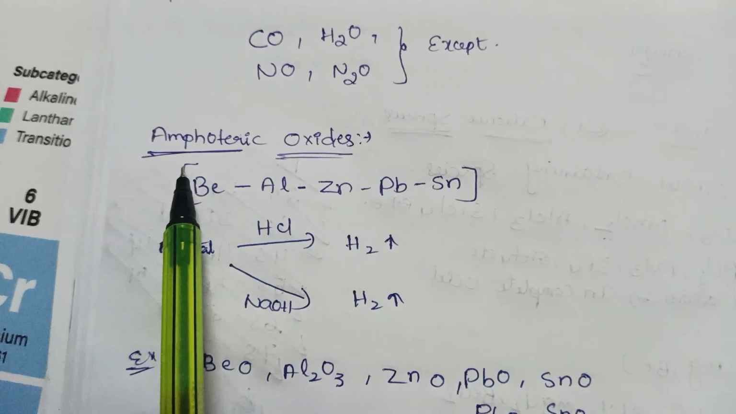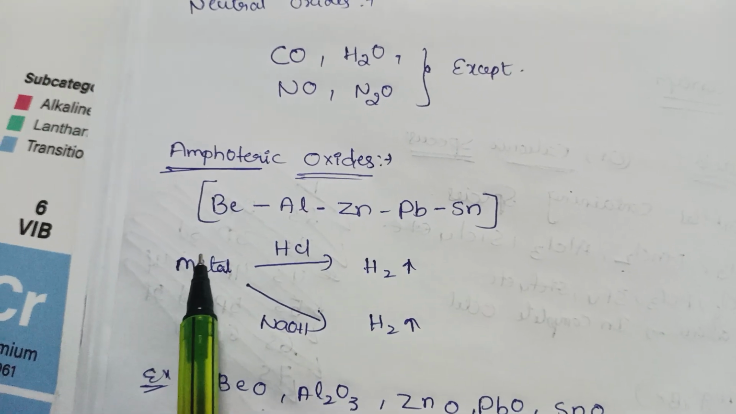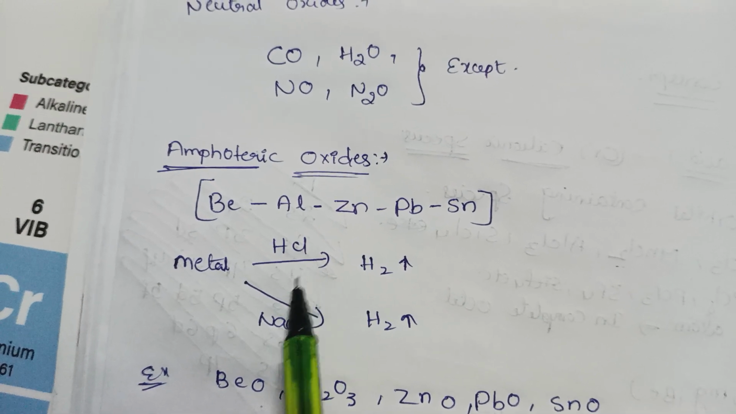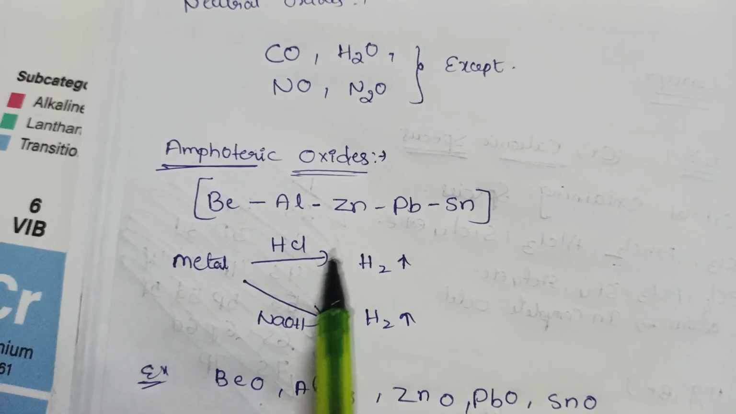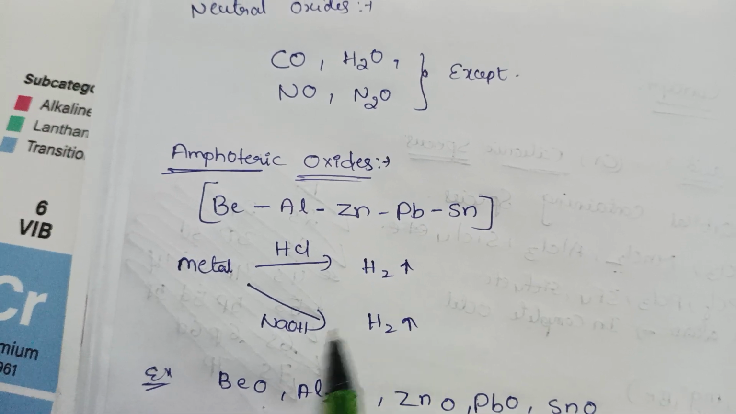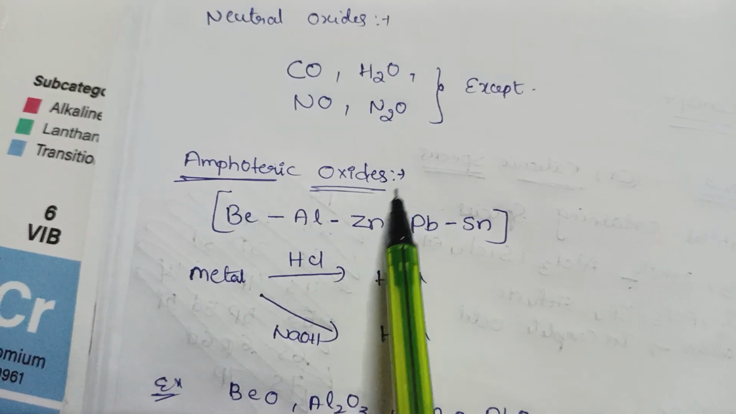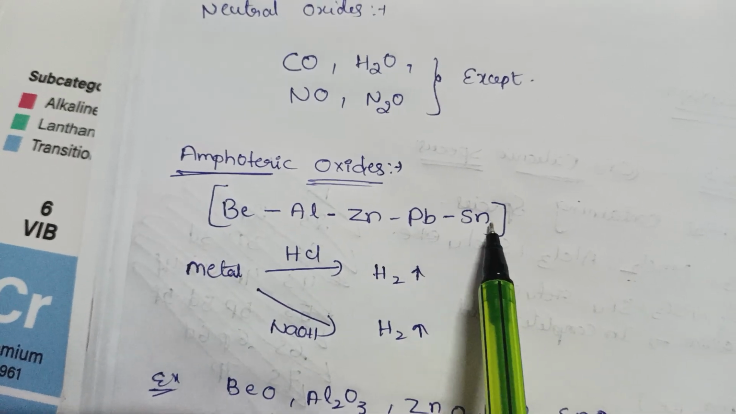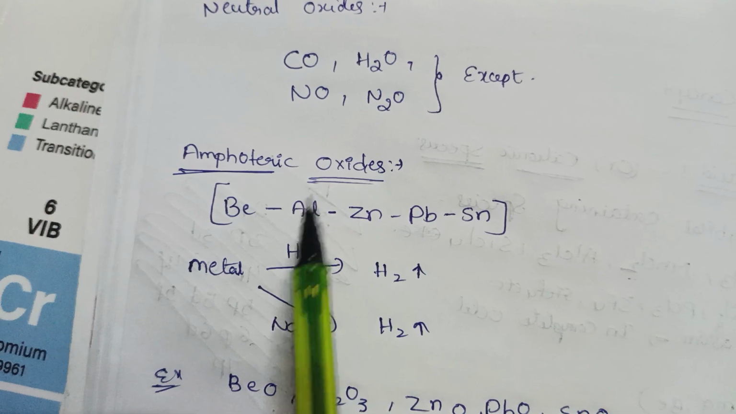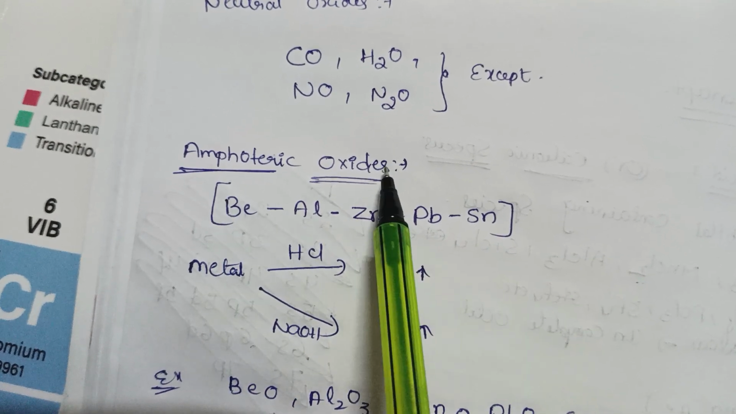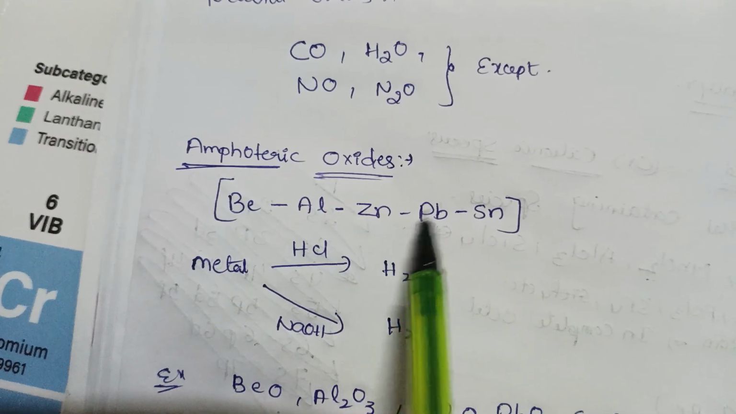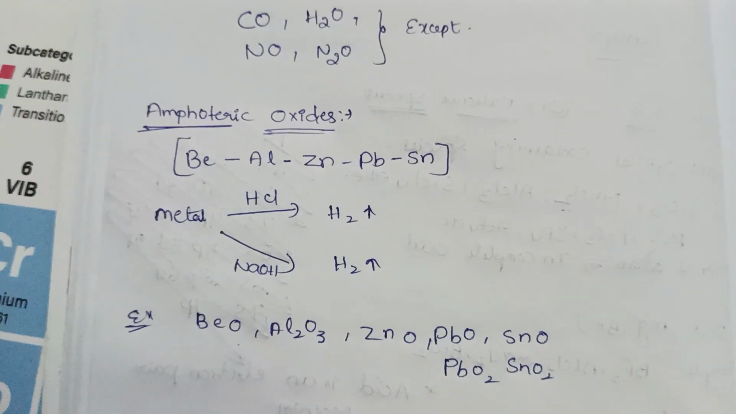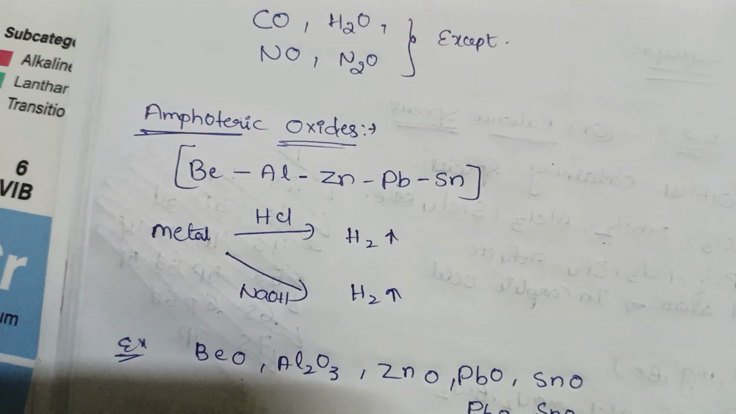Now, amphoteric oxides. These metal oxides react with HCl as well as with bases, so they act as amphoteric oxides. Beryllium, aluminum, zinc, lead, tin, these oxides are the examples of amphoteric oxides.